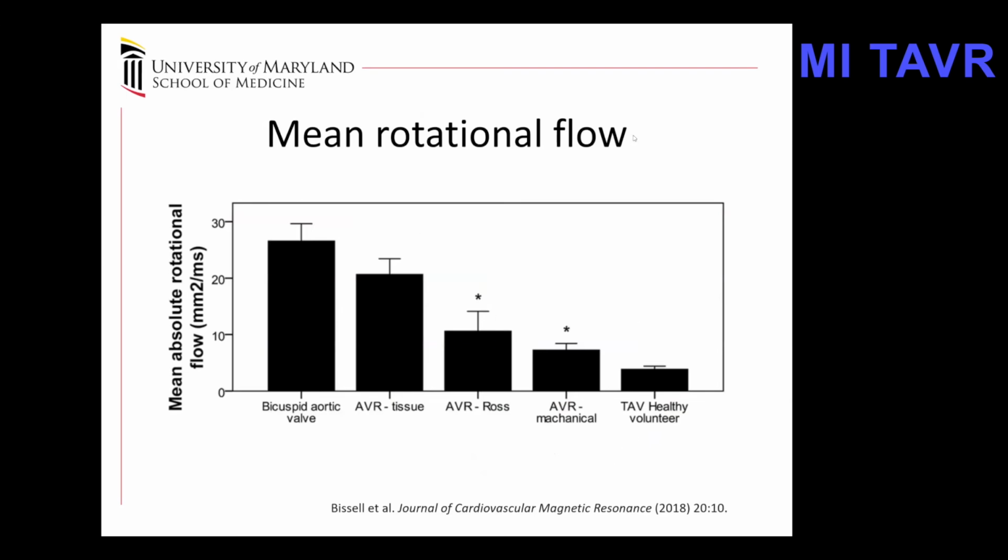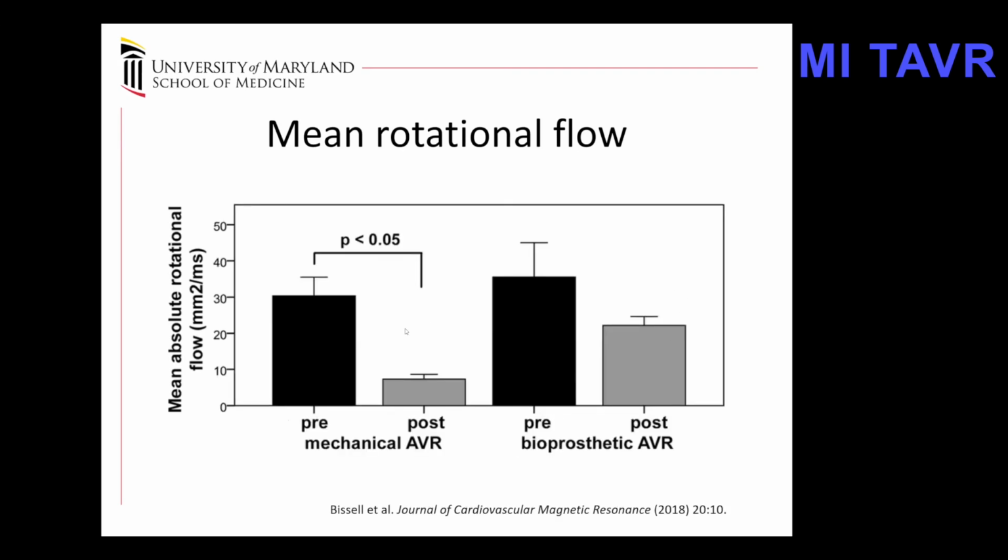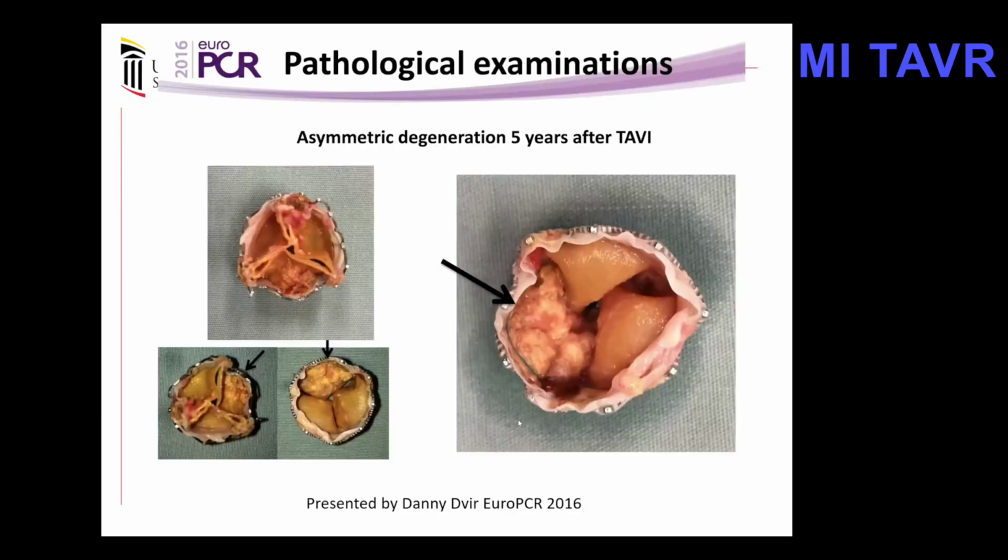And if we look at mean rotational flow, again, look, this is the bicuspid valve here on the far left. These are bioprosthesis, the second bar. And if we look at Ross and mechanicals compared to healthy volunteers, we see much closer to normal rotational flow pattern through a Ross, a pulmonary autograft, or a mechanical valve. Again, this is depicting the same thing, just demonstrating a statistically significant difference in mean rotational flow in the context of aortic stenosis, bicuspid compared to a bioprosthesis compared to a mechanical prosthesis.